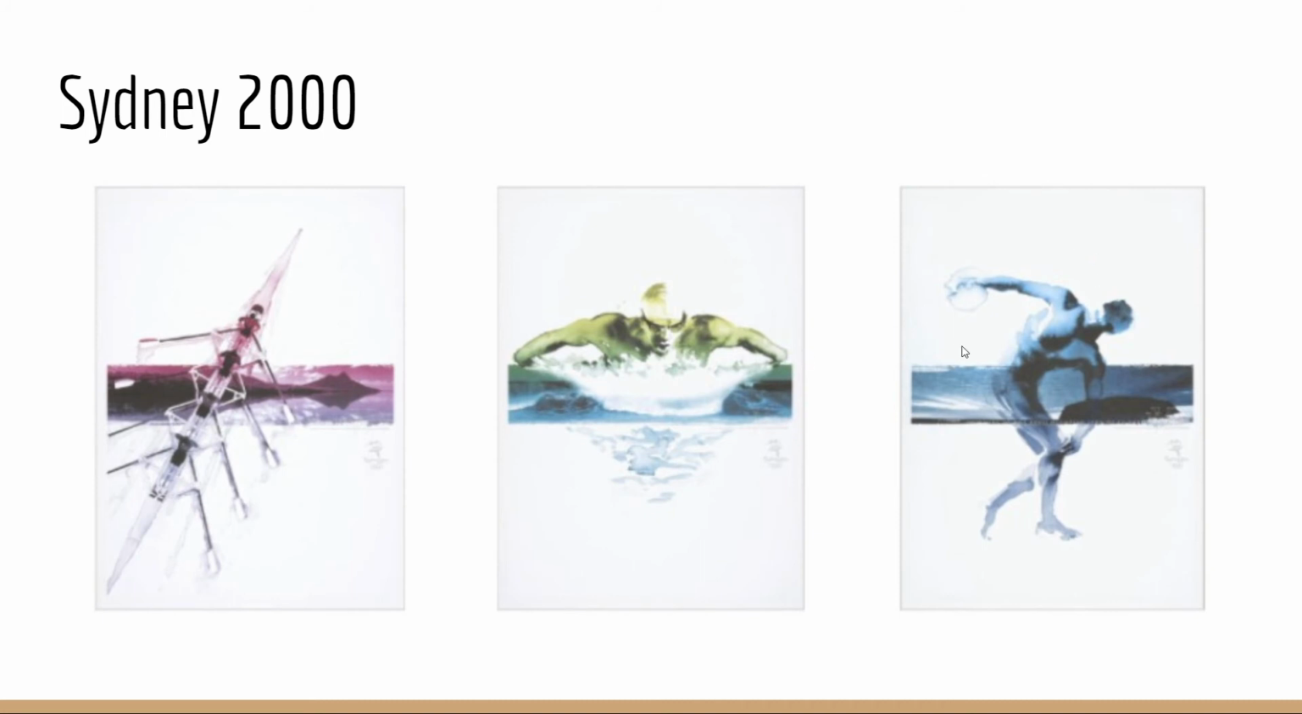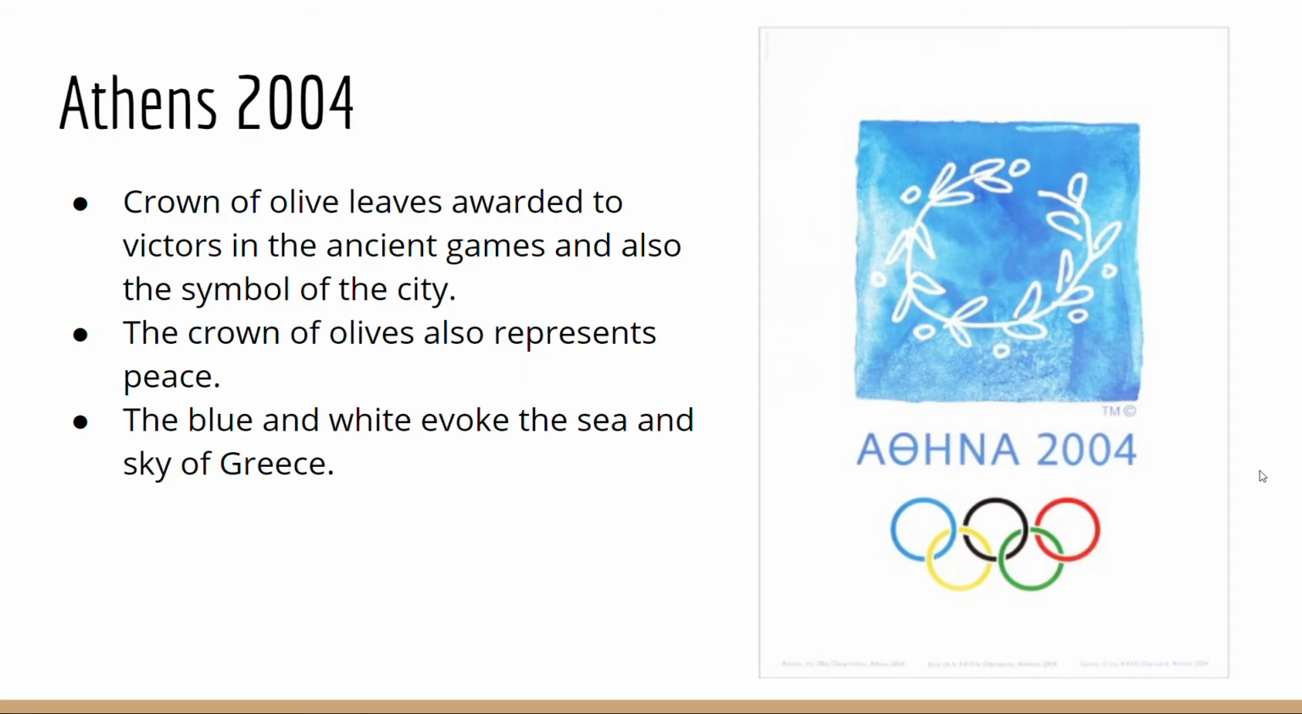Here again is a discus thrower that reminds us of Discobolus on the poster of which city? Yes, London, you're right. Again, a swimmer that reminds us of the swimmer in Seoul, and the rowers. All things we've seen already. Classic Olympic sports.